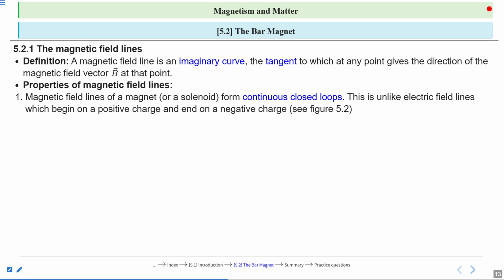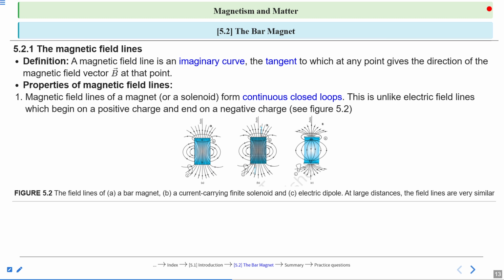Outside the bar magnet, they will go from north to south pole, and inside the magnet they will go from south pole to north pole. So that's why they form a closed loop. Also in the case of a solenoid, magnetic field lines are in the form of closed loops. It is also shown in the figure.